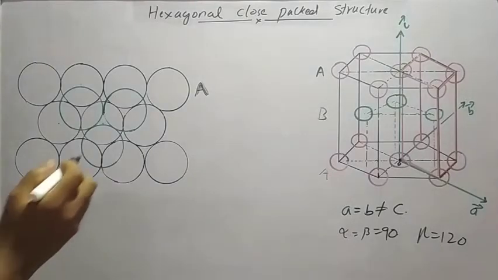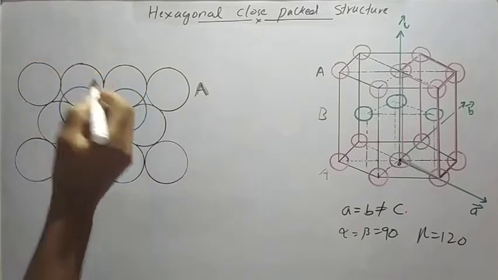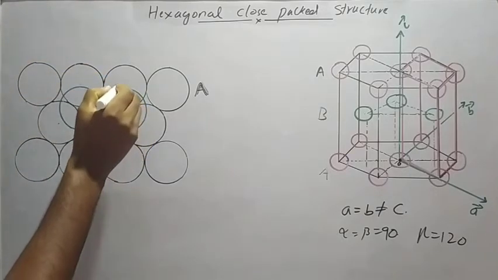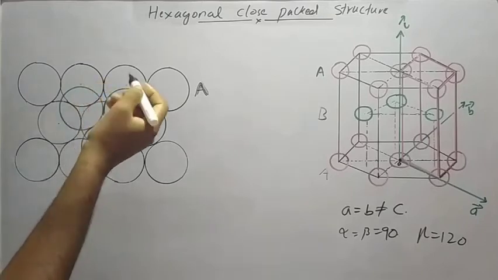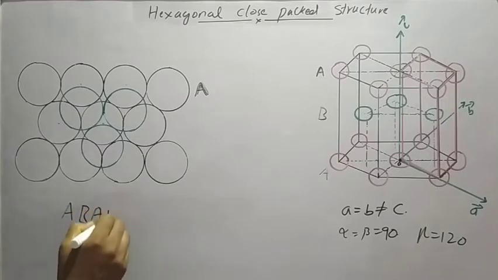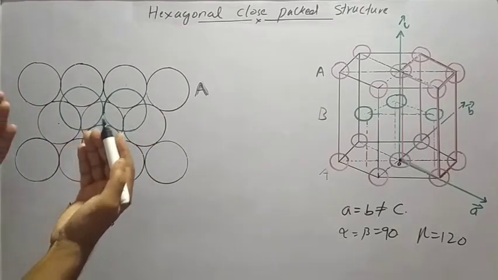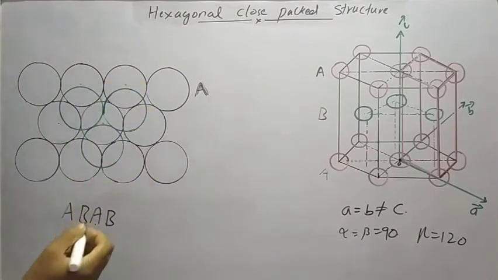Okay, and a third layer is placed. The spheres in the third layer are placed directly over the centers of the spheres in the first layer. So that arrangement is known as AB stacking. The third layer is placed directly over the centers of the spheres in the first layer, that is ABA.